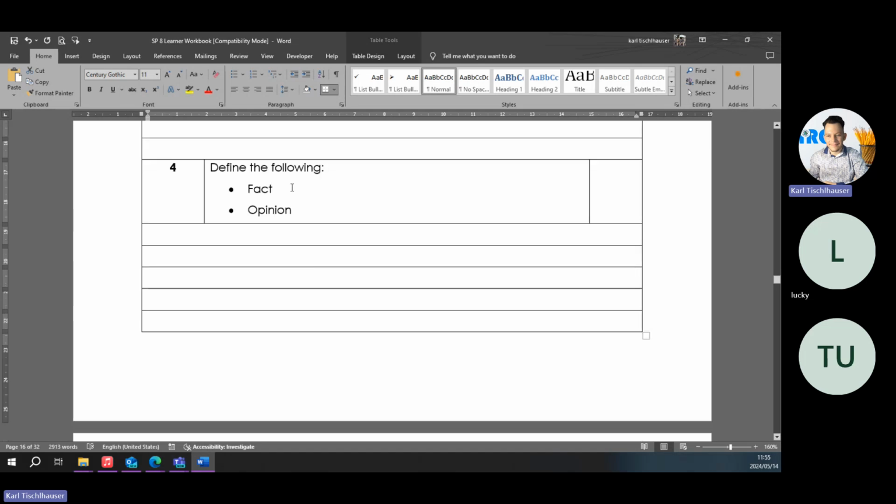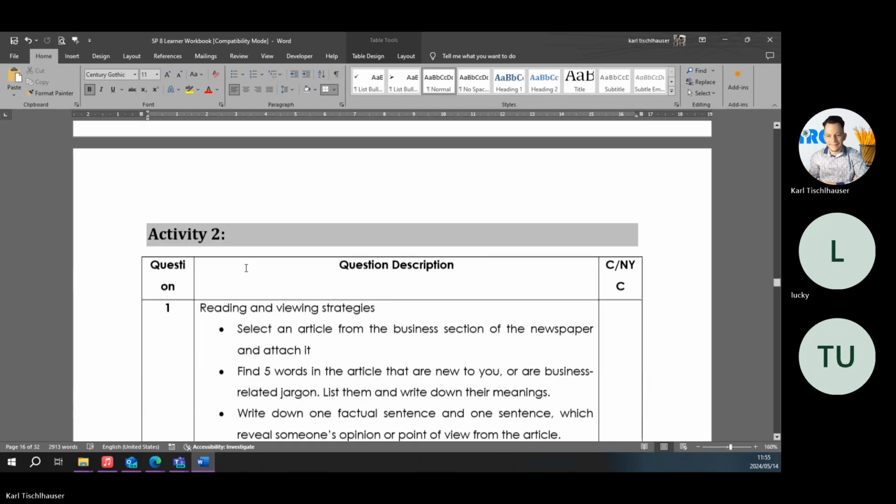Then it says define the following. So what is a fact? What is an opinion? So a fact is something that you can prove, that could be proven to be true, that could be tried and tested. An opinion is subjective, and everyone has opinions, but they're not always facts. They're not always correct. They can't always be proven.